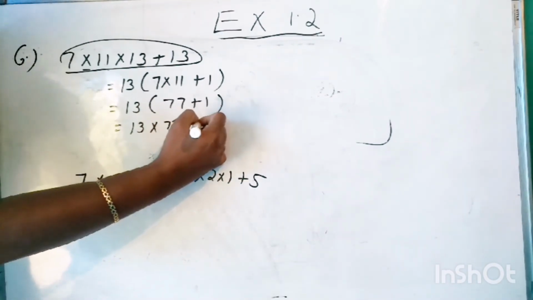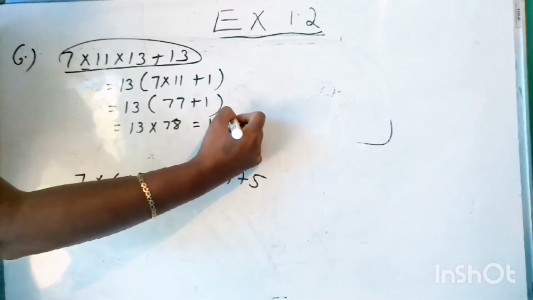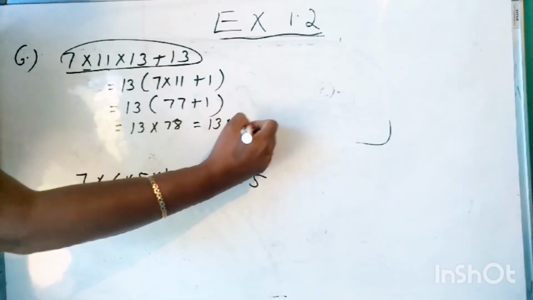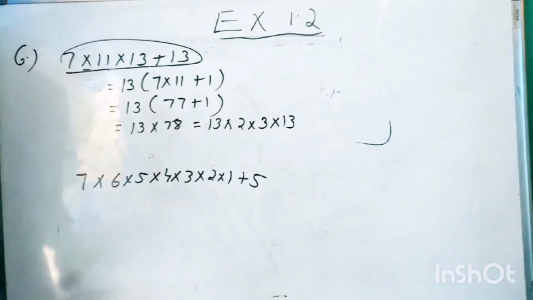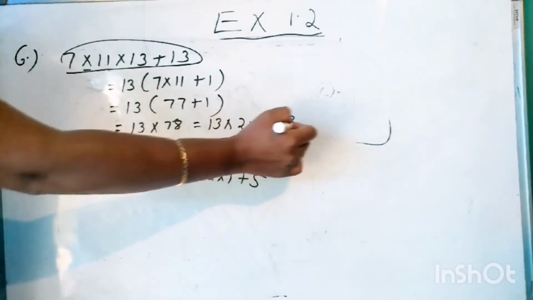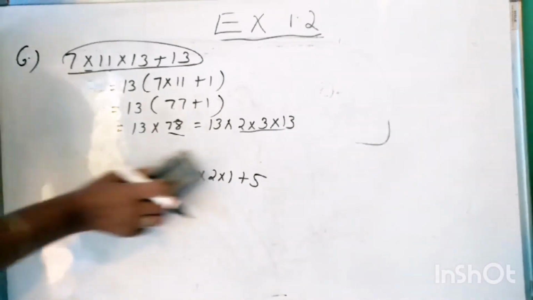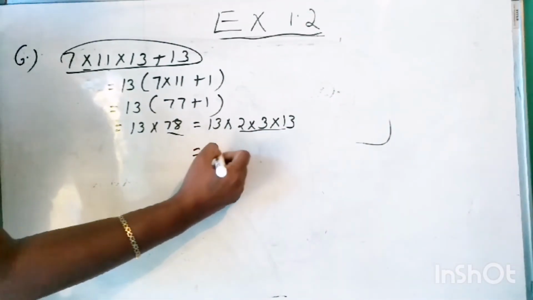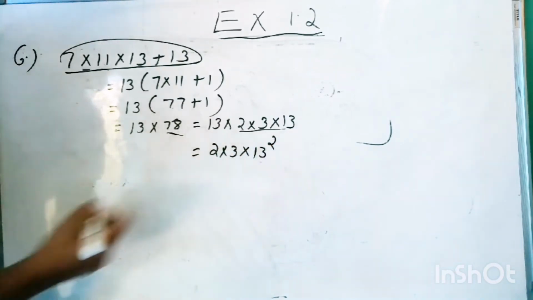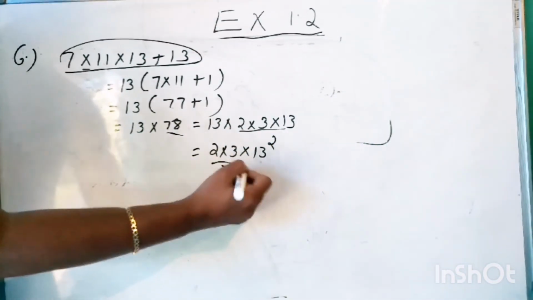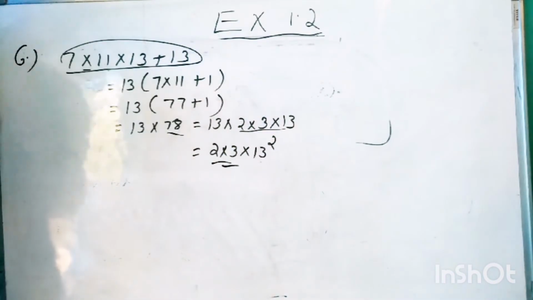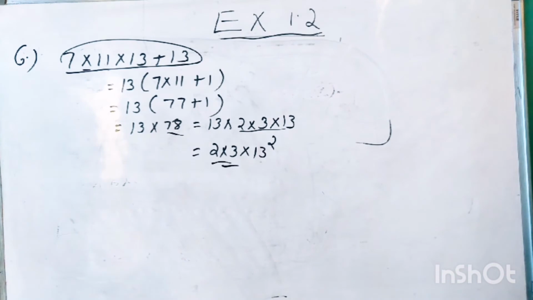And the factorization corresponding to 78 is 2 into 3 into 13. So here we got it as 2 into 3 into 13 squared. That means we expressed the given number as the product of prime numbers. Therefore, this is a composite number. If you can express a number as the product of prime numbers, then that is a composite number.